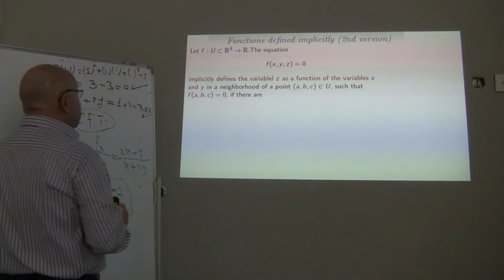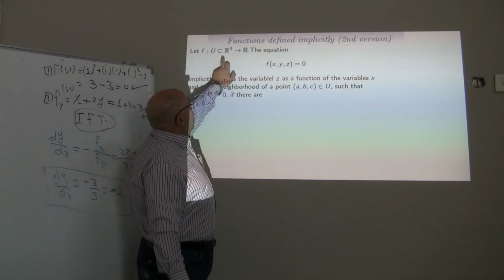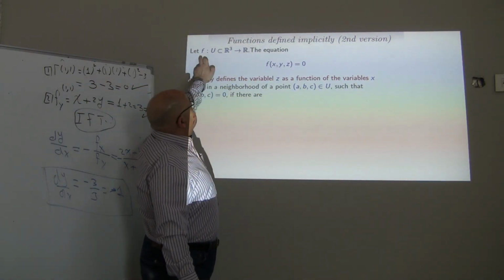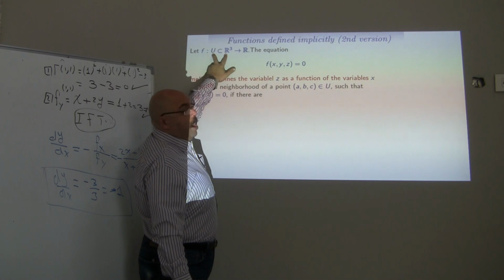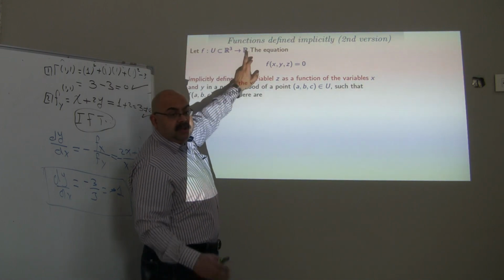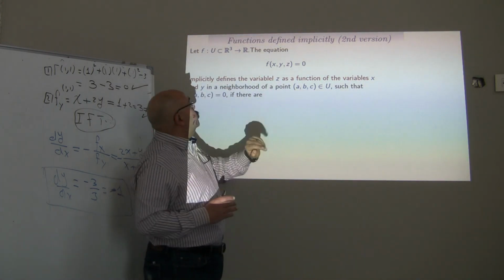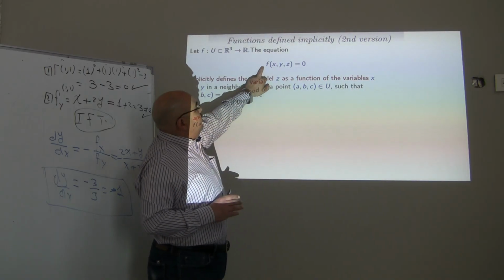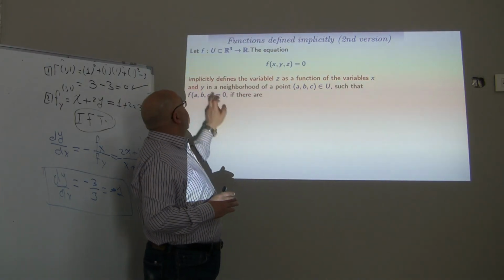So that's U, which is a subset of R3. So F mainly maps elements from R3 into R. It takes elements from R3 and maps them into R. The equation is f of x, y, and z equal to 0.